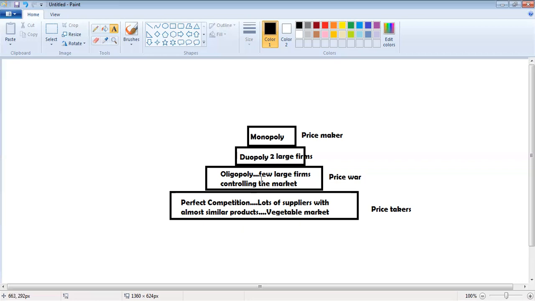And then there is some oligopoly as well. For example, if you look at some Middle East countries, some Arab countries, only a few large firms control the petrol, the oil. There are no other competitors. So why are there no other competitors here?